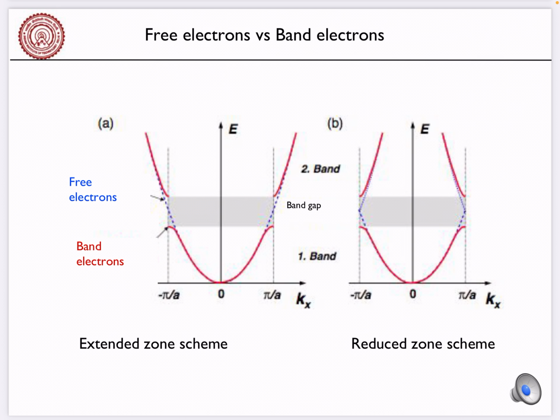So, now on the right hand side, I show it in the reduced zone scheme, both for the free electron case and for the band electron case. I hope that this is clear for you now. For the free electron case, there is no gap, so it just starts from the point where it ends, right. So, this is the behavior of the electrons when you consider the periodicity of the potential. Okay.